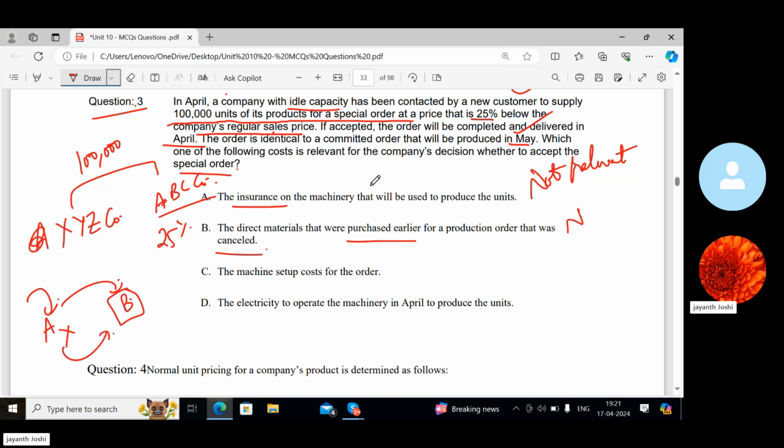Only incremental costs are relevant. Correct or wrong? Are you understanding? We already purchased. We are not spending on that now. We have already purchased it, and that order got cancelled. We are just using it here.